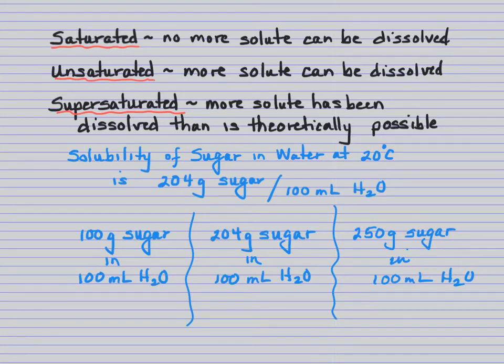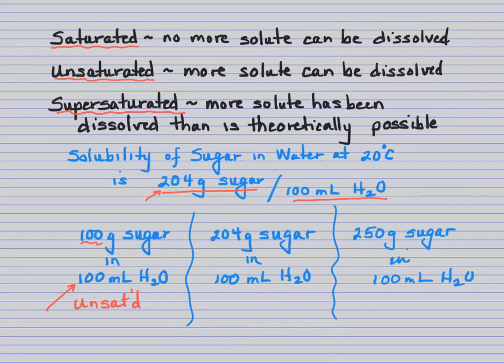So for instance, if the solubility of sugar in water at 20 degrees is 204 grams of sugar in 100 milliliters of water, let's say I have 100 grams of sugar in 100 milliliters of water. Well, this 100 grams is less than 204, so this solution is unsaturated.